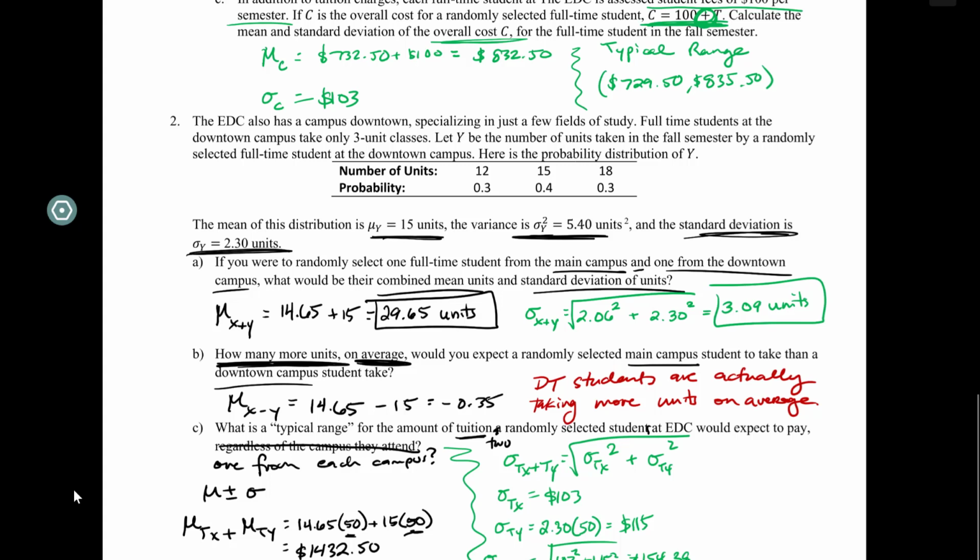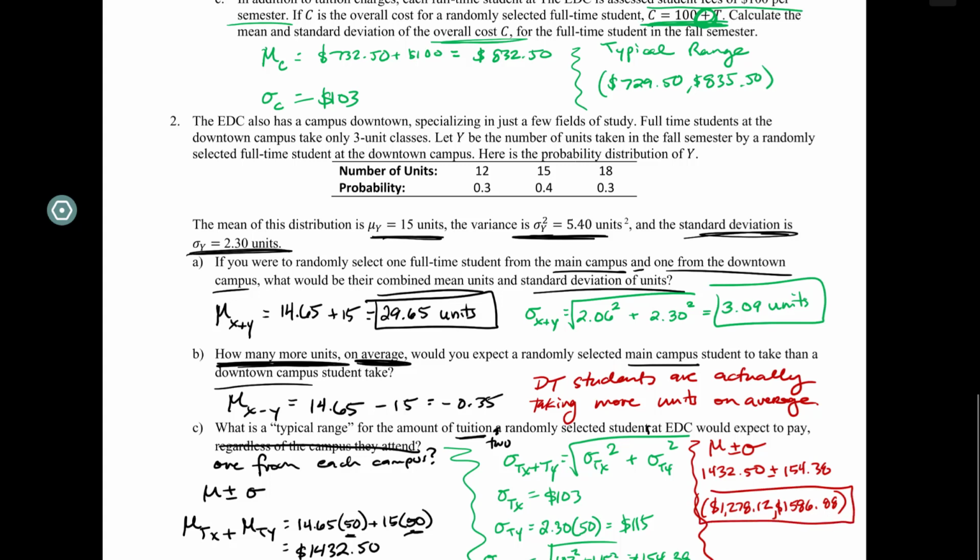Now that we have that, we can go ahead and find our typical range. Remember, the typical range is just the mean plus or minus the standard deviation. So that's the $1,432.50 we calculated in the first part, and we're going to add and subtract the standard deviation we found in our second part, 154.38. When we subtract first, we get a lower bound of $1,278.12. We get an upper bound of $1,586.88. And that's going to give us our typical range.